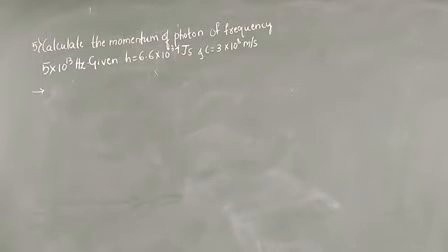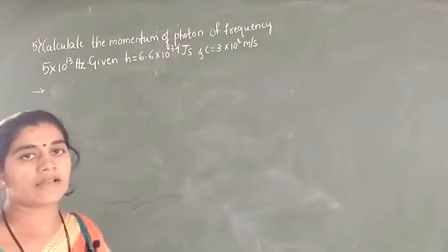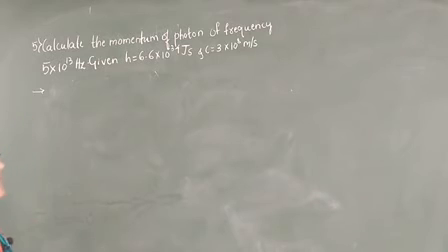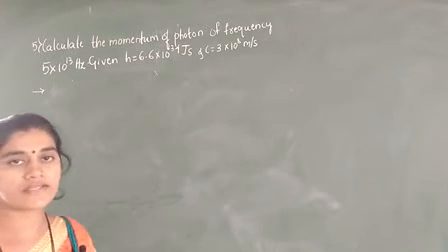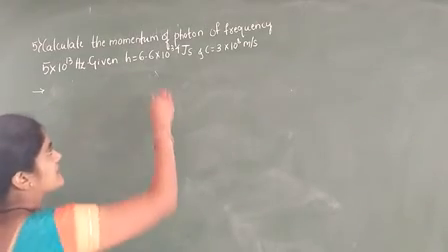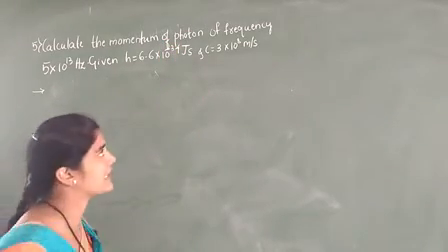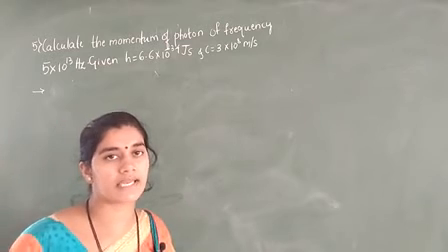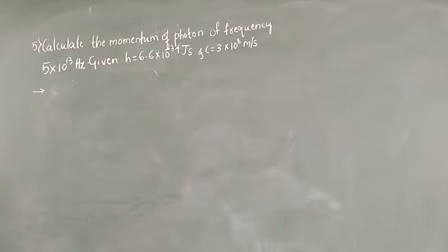Now next question, calculate the momentum of the photon of a frequency 5 into 10 raised to 13 Hz. Given that h is equal to 6.6 into 10 raised to minus 34 joule second and c is equal to 3 into 10 raised to 8 meter per second. In the question we have to find the momentum. P is equal to question mark.